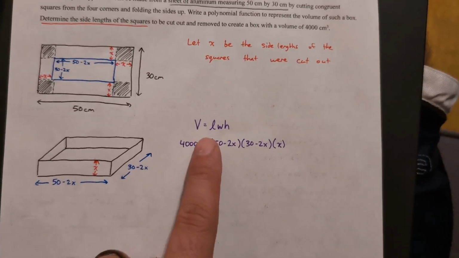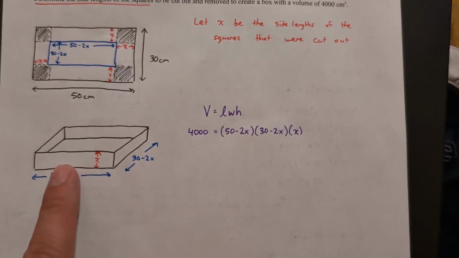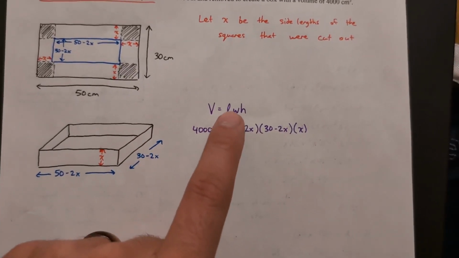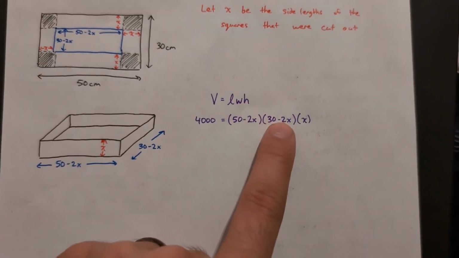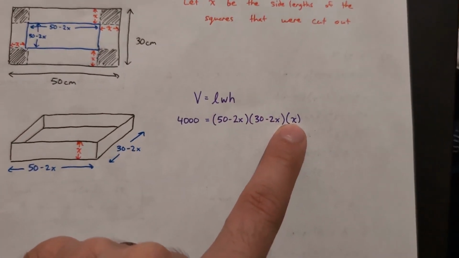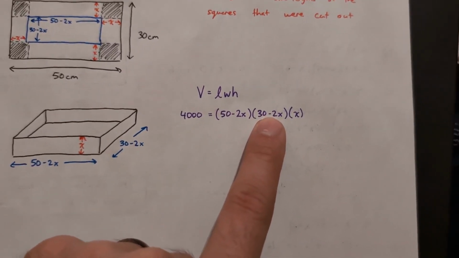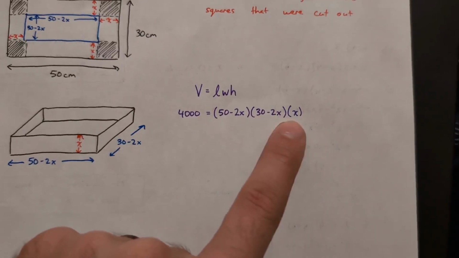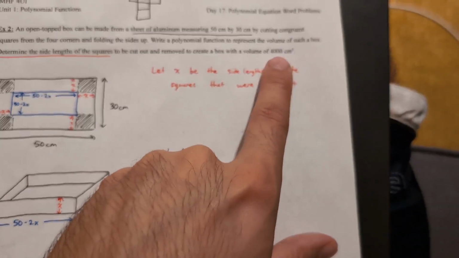The volume of a box, a rectangular prism, is length times width times height. It doesn't really matter what you call length and width; one of them has to be length and one has to be width. The order we multiply in doesn't matter, but these three terms multiplied together need to equal 4,000.